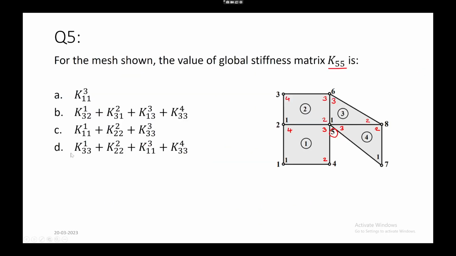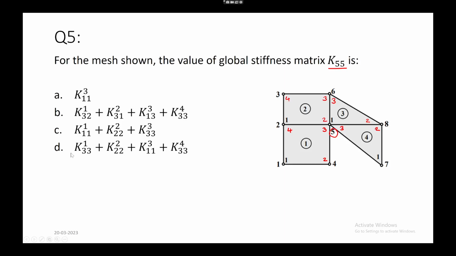So D, sir. Yes. So how we are deriving it is, first of all, from the first element, it will be the contribution of the third node. So 5 5 is nothing but 3 3. Then from the second element again it will be 2 2. From the third element it will be 1 1. From the fourth element it will be 3 3 again. So this will be the answer. So yes, you are correct.